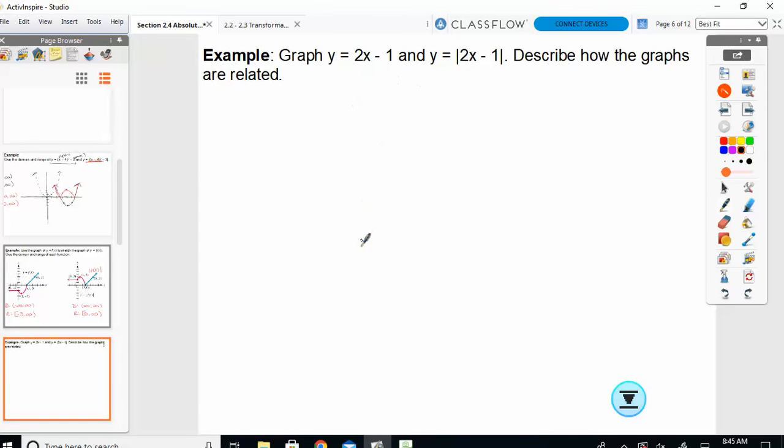So what is y equals 2x minus 1? Linear. That's linear. So if you want to graph a line, what do you do first? Slope and y-intercept, right? What's the y-intercept of this line? -1, so you start at -1. What's your slope? 2. So you go up 2 over 1.